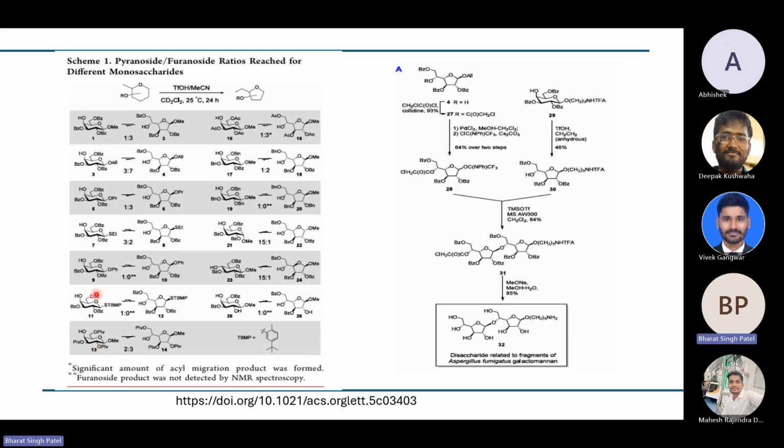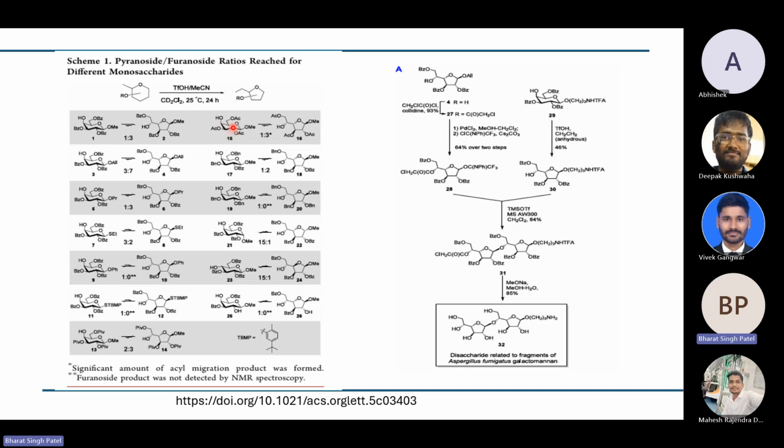In case of 13, when they changed this BZ group to O-phenyl, in that case they were also able to see good conversion compared to 1 to 5, comparable with 1, 3, and 5. But in that case, little decomposition was there. Then they changed benzoate to the acetyl. In this case, there is a conversion of the furanoside, but this was showing acyl group migration from C3 to C4 that was creating problems.